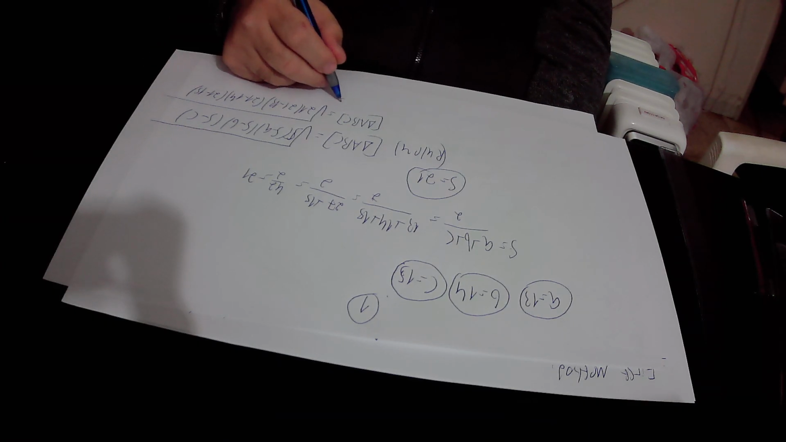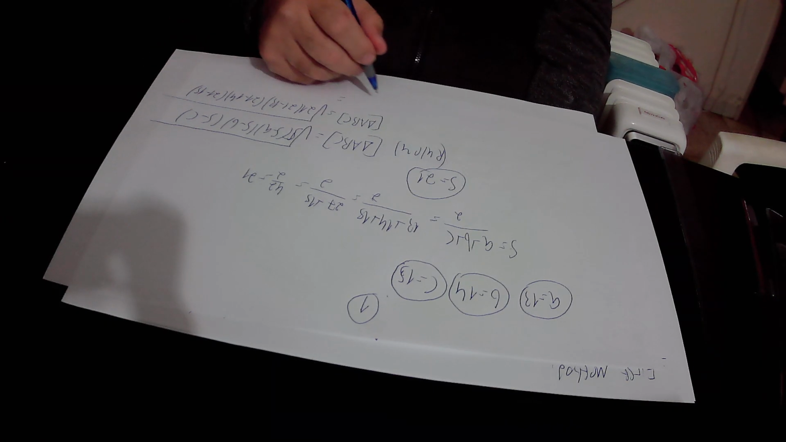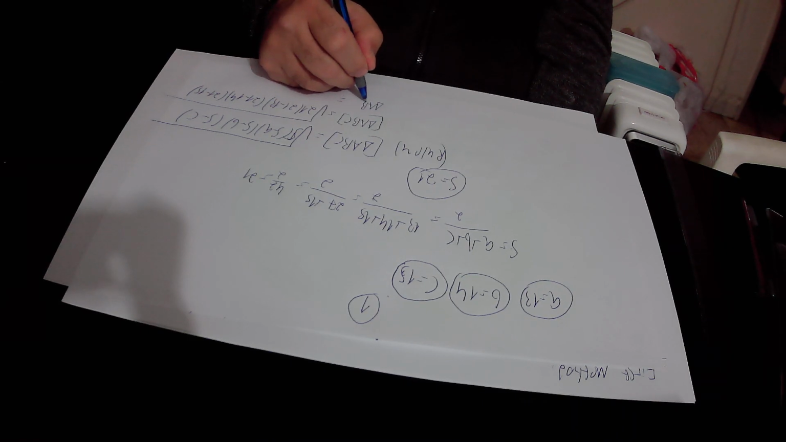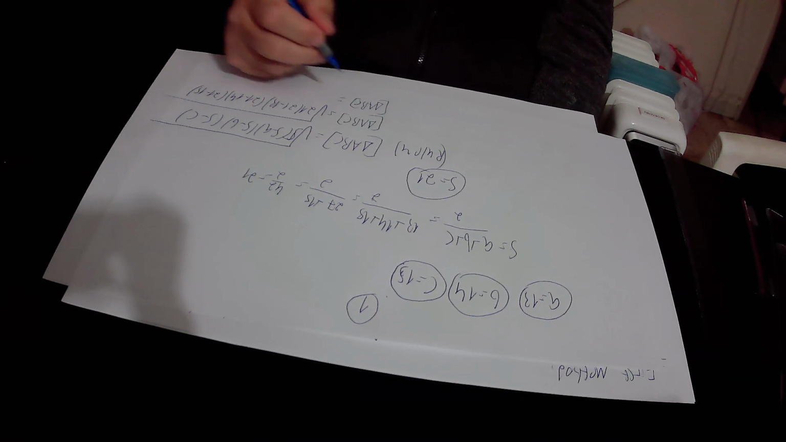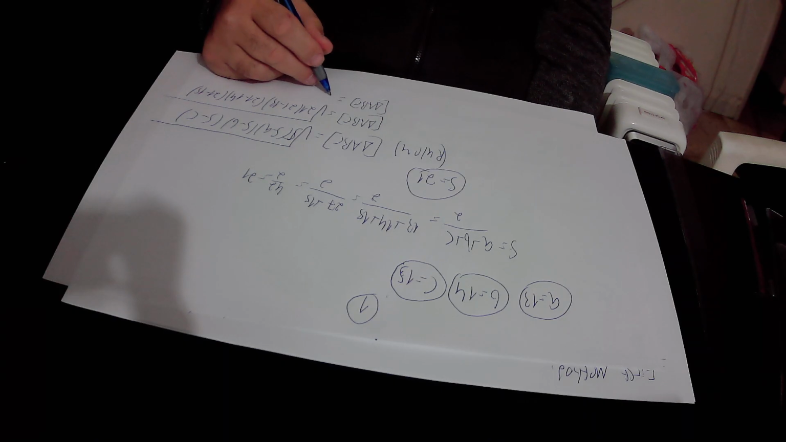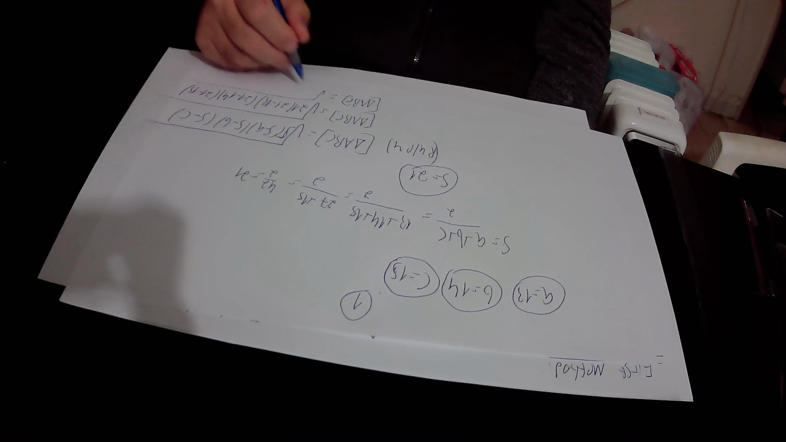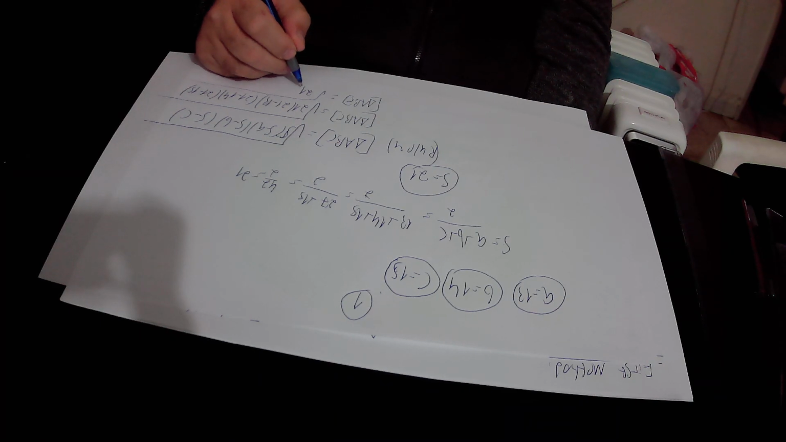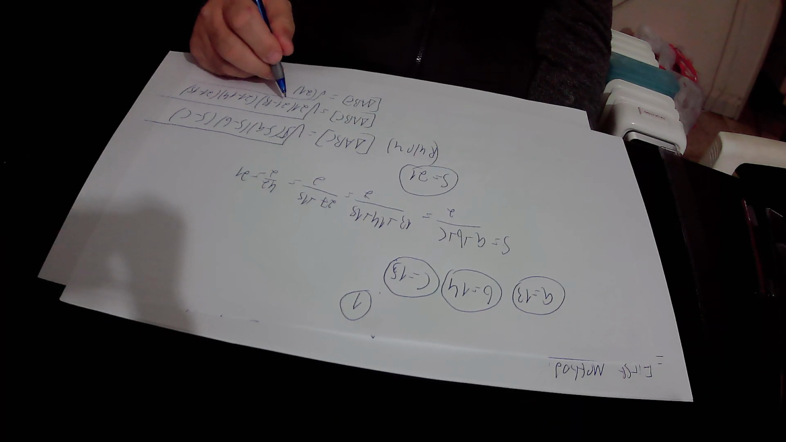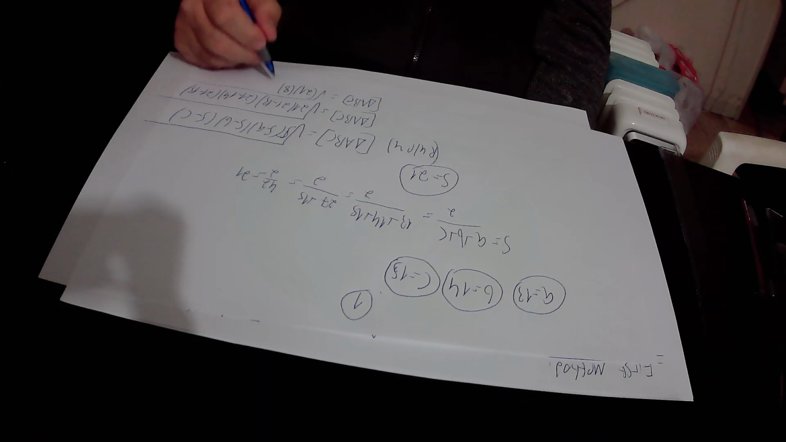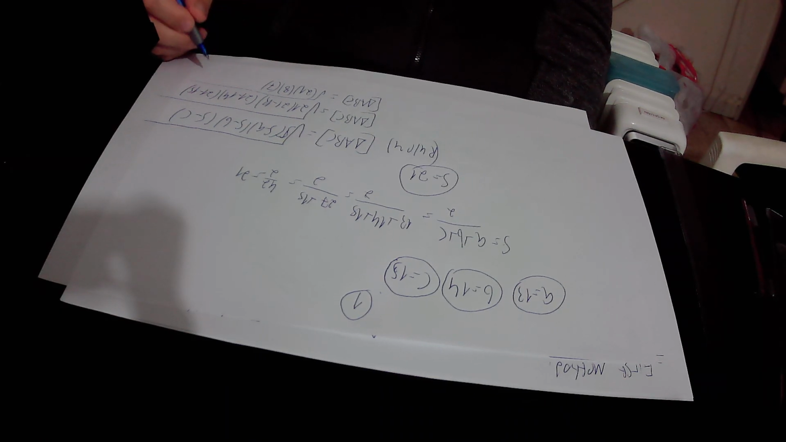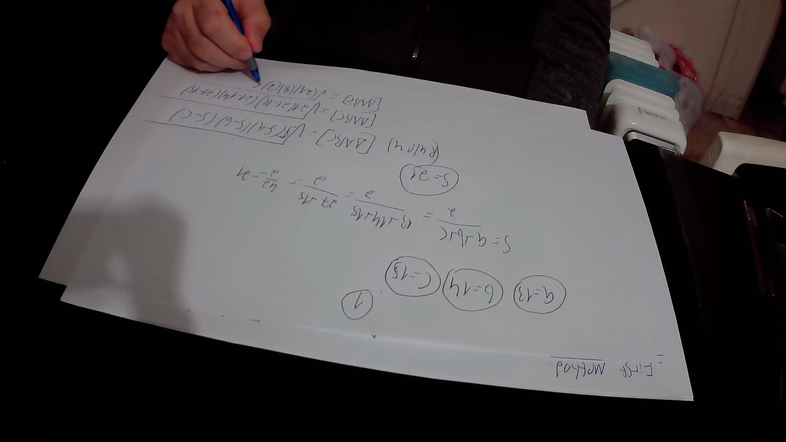So the area of triangle ABC equals the square root of 21. 21 minus 13 is 8. 21 minus 14 is 7. And 21 minus 15 is 6.